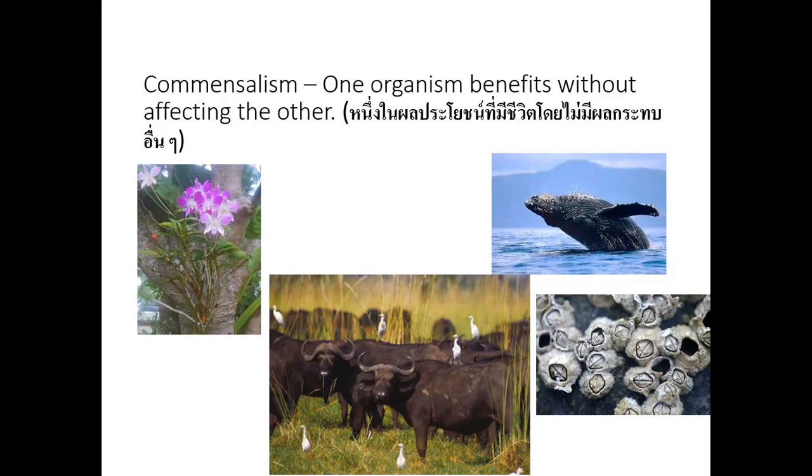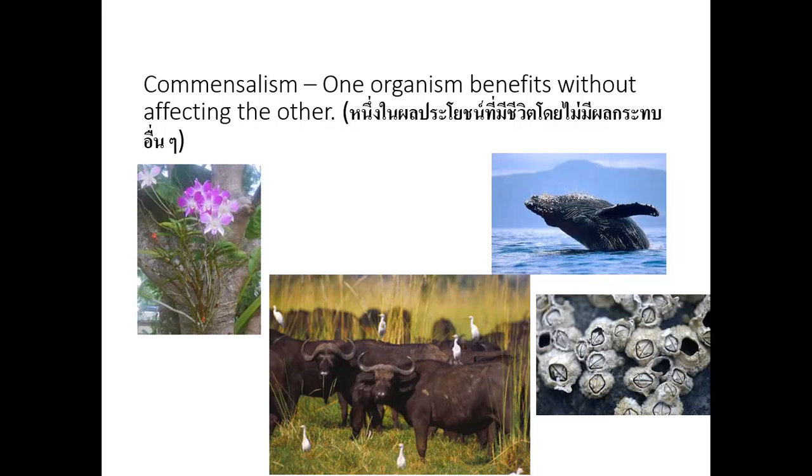Commensalism. One organism benefits without affecting the other. So you have orchids living on a tree. That's good for the orchid. It gives habitat for the orchid. Does not hurt the tree.